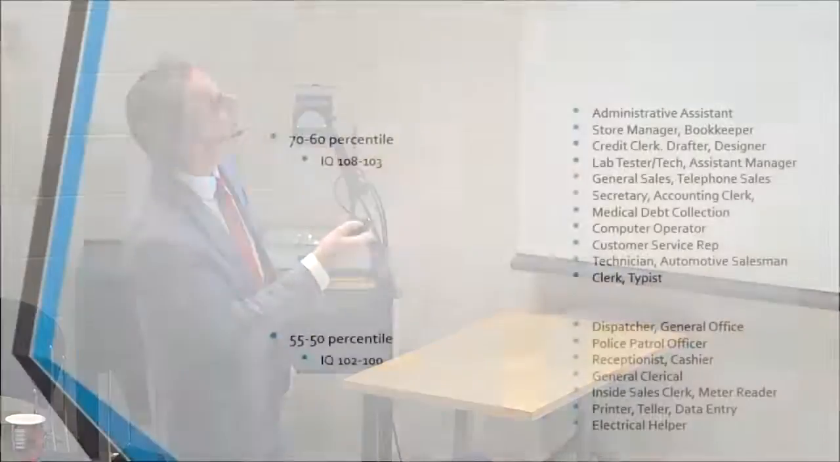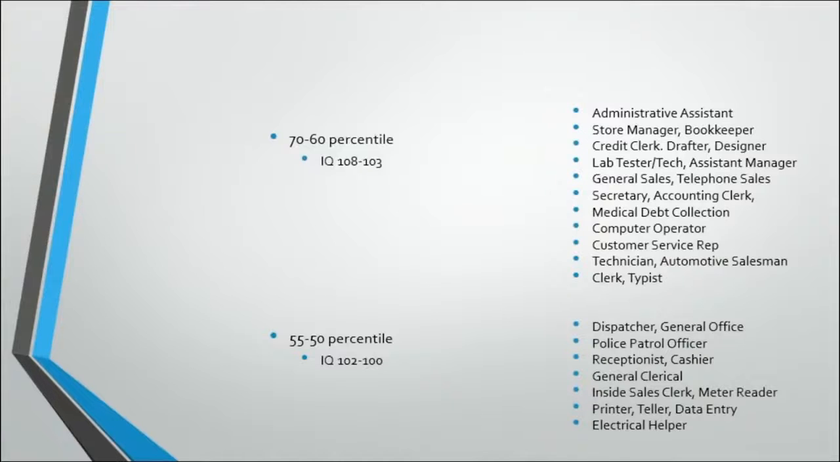Anyways, okay. Going down now, 103 to 108 is slightly above average, 60th to 70th percentile: store manager, bookkeeper, credit clerk, lab tester, general sales, telephone sales, accounting clerk, computer operator, customer service rep, technician, clerk, typist. So you see at this level, people have some technical skill and some ability to deal with complex things. Okay, that's dead average. 100 is average: dispatcher in a general office, police patrol officer, receptionist, cashier, general clerical, inside sales clerk, meter reader, printer, teller, data entry, electrical helper.